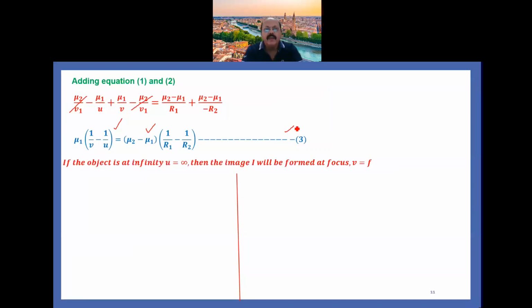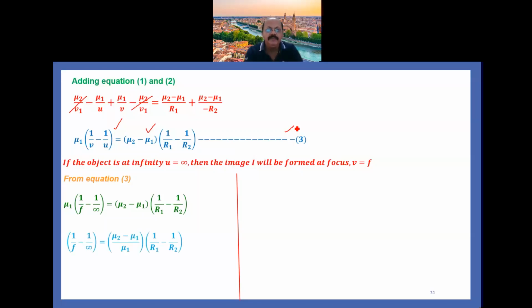If the object is at infinity, say u equal to infinity, then image I will be formed at focus, that is v equal to f, that you already studied. So substitute these values, then equation 3 becomes mu1 within bracket 1 upon f, in place of v we write f, minus 1 upon infinity, in place of u we write infinity, equal to mu2 minus mu1 within bracket 1 upon r1 minus 1 upon r2. So 1 upon infinity is 0.